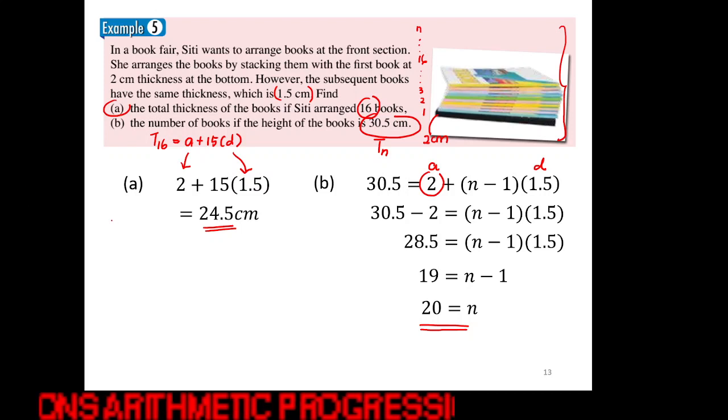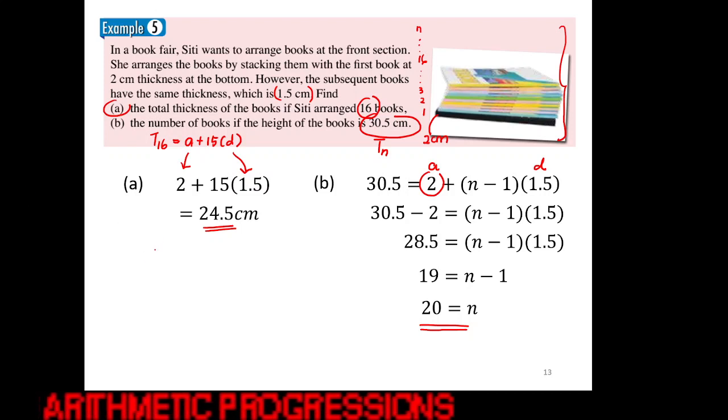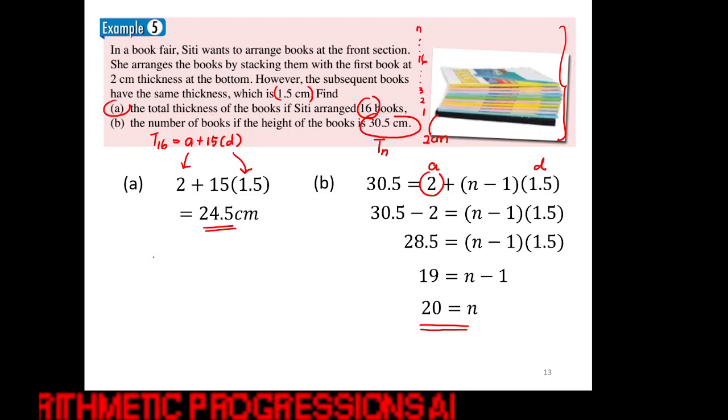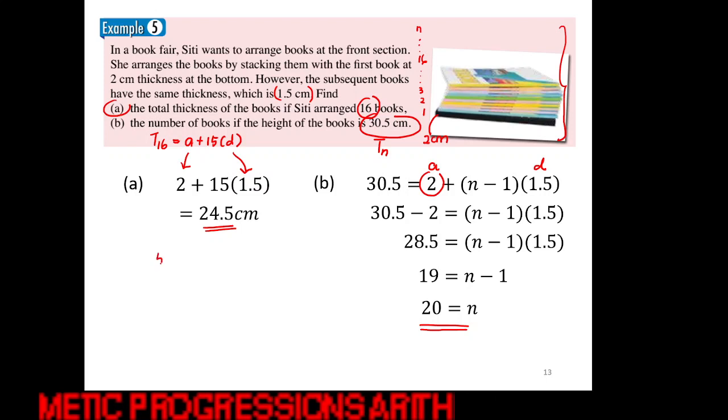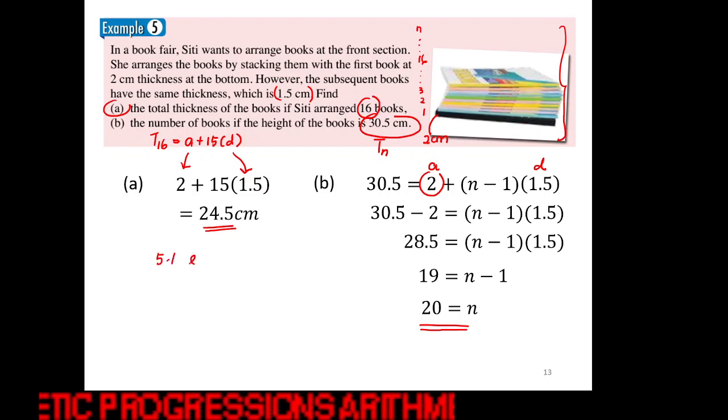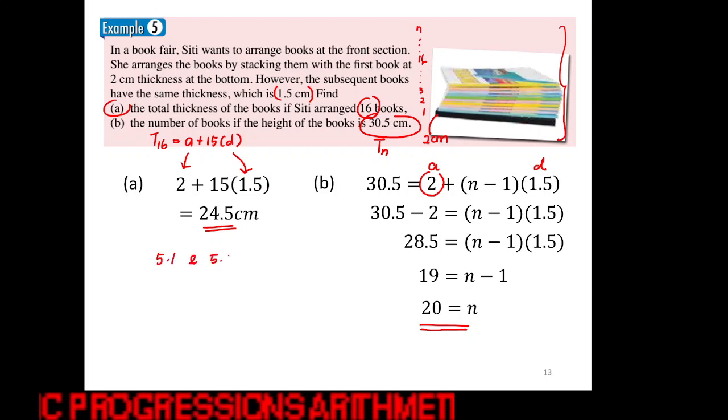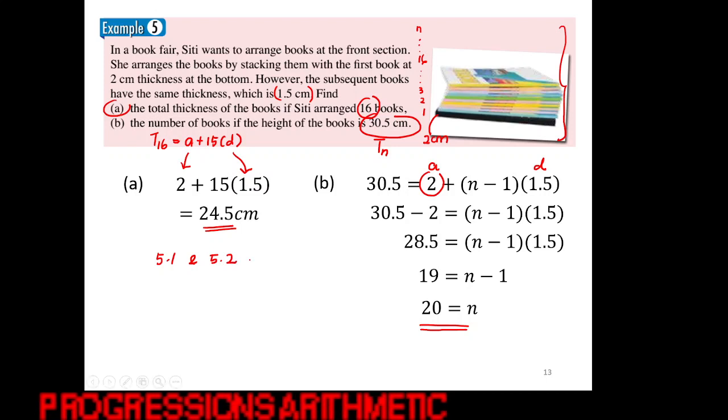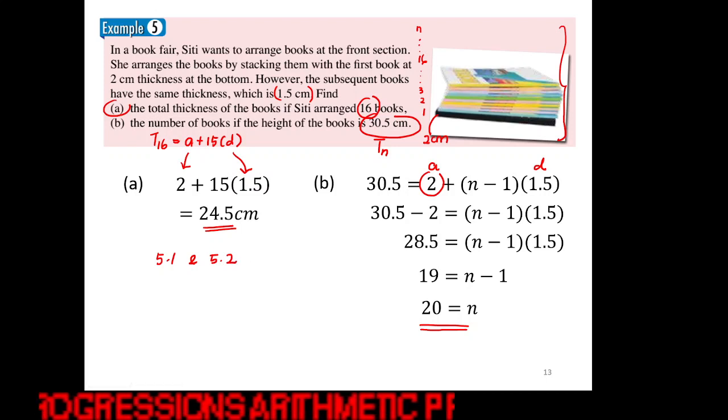So after we have actually discussed example 1 until example 5, you will be able to answer the exercise in 5.1 as well as 5.2. We will discuss these questions in our next lesson.